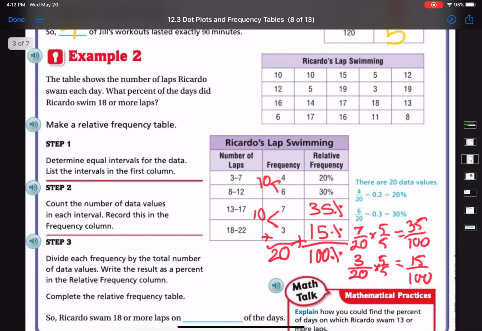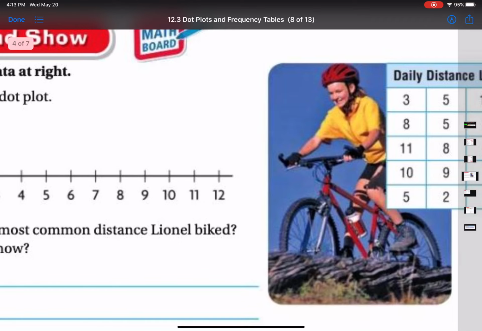Okay, so now it asks you to do one more thing. It says Ricardo swam 18 or more laps on 15% of the days. That would be your answer because you're doing a relative frequency table. So we started out with just doing the frequency. Now we're doing relative frequency, and relative frequency is finding the percentage of times that they did that. Okay, ooh, that is way too zoomed in.